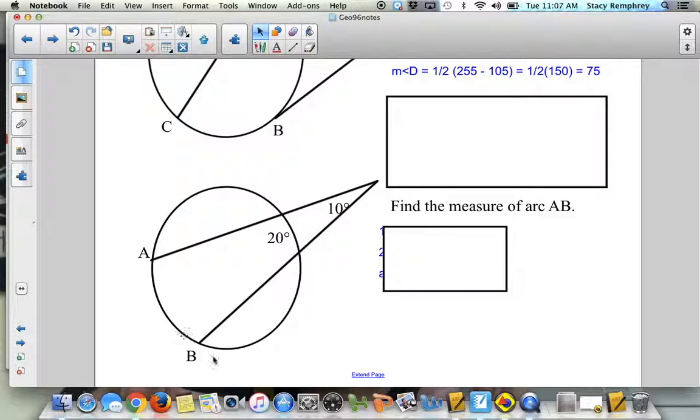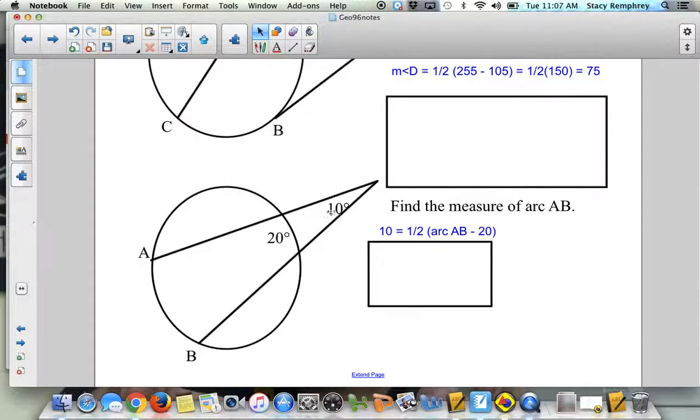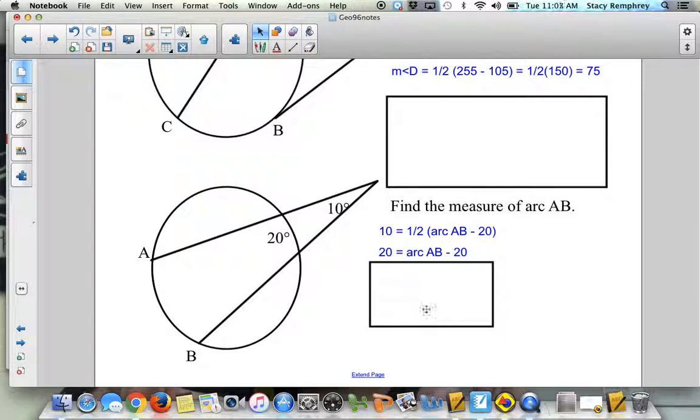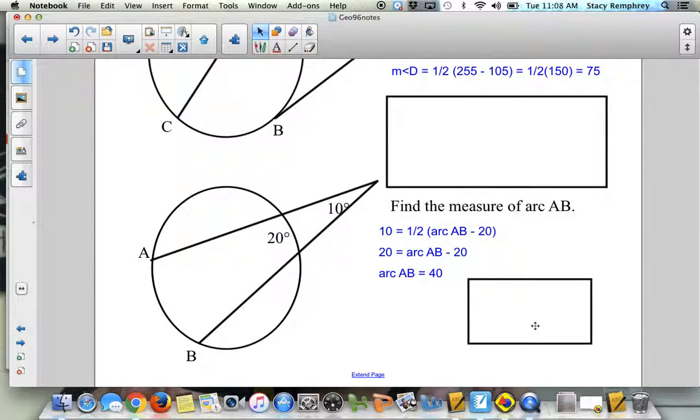In this one, arc AB, it's a similar one as we did before. 10 is outside the circle, so it's a difference. Doubled both sides and solved. I got arc AB equals 40.